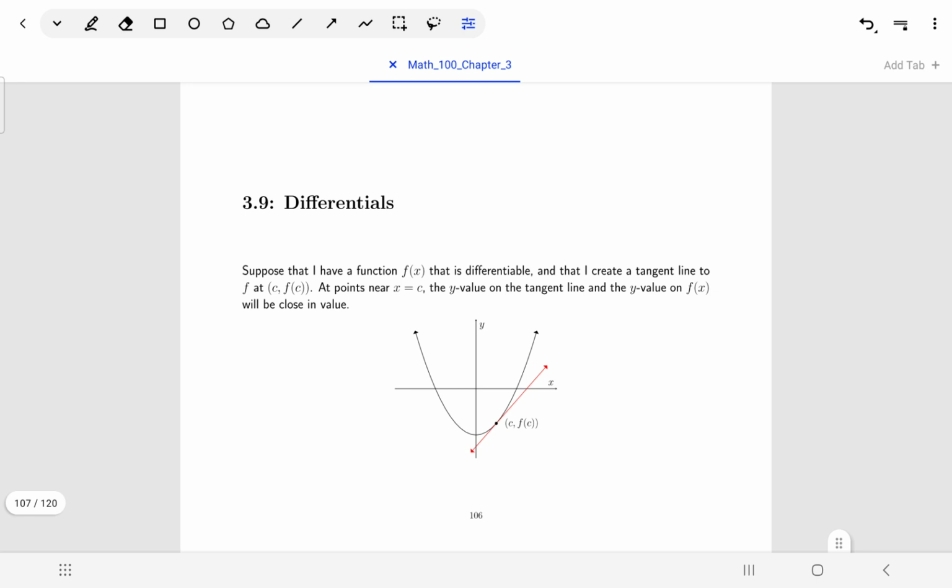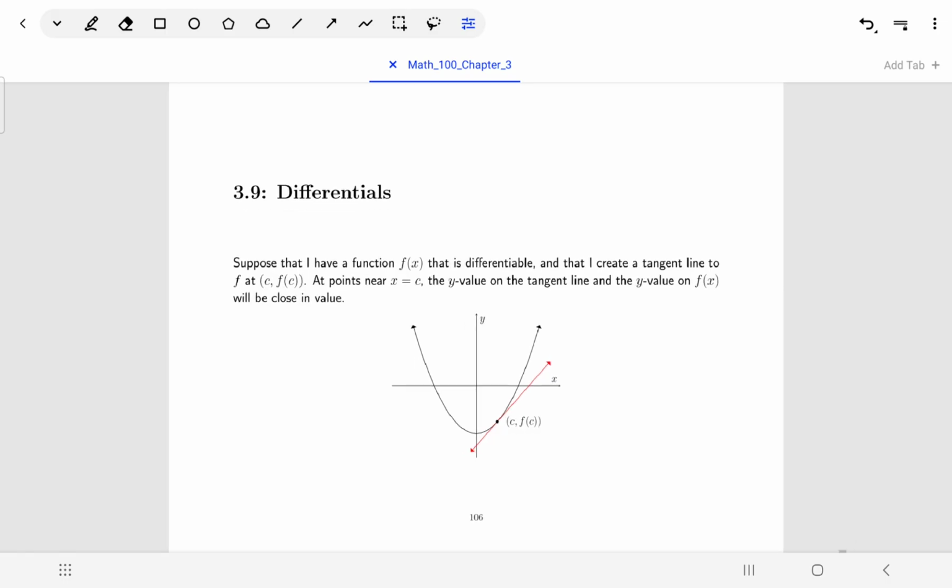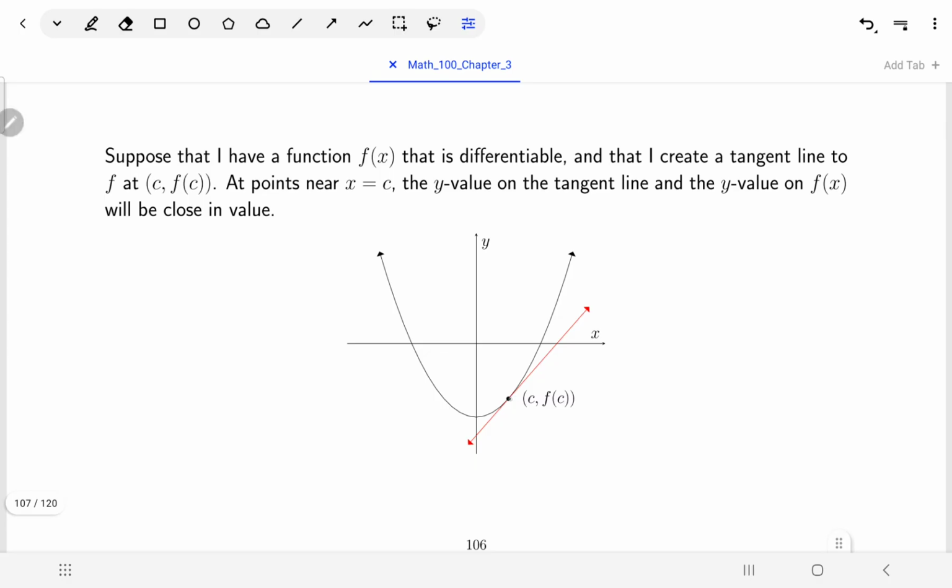Welcome back. In this section, we're going to be looking at linear approximations and also at differentials. And the beginning of this all starts with the observation that if we've got ourselves a differentiable function, and if I've drawn myself a tangent line at the point x equals c to my function, then when we're close to c, the y values on my tangent line are close to the y values on my function.